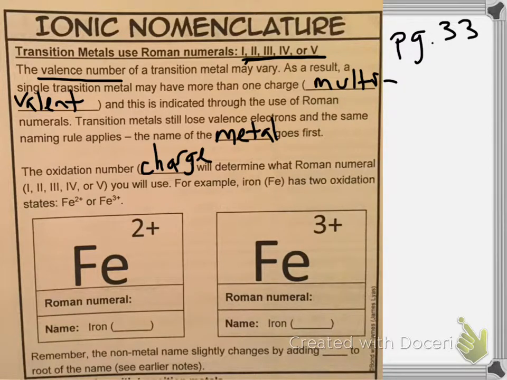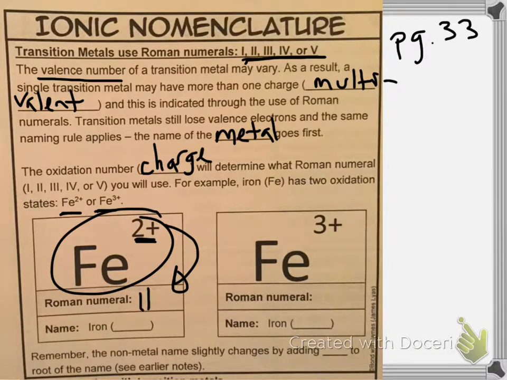For example, iron has two oxidation states, Fe2+ or Fe3+. So here we have Fe2+. It has a charge of 2+. So whatever Roman numeral that we use needs to match that charge. So we're going to use the Roman numeral for 2, which is 2 lines, and so its name will be iron(II). And the same goes for Fe3+. It has a charge of 3+, so that's going to be the Roman numeral that we use. So that's the Roman numeral for 3, and it'll be iron(III).